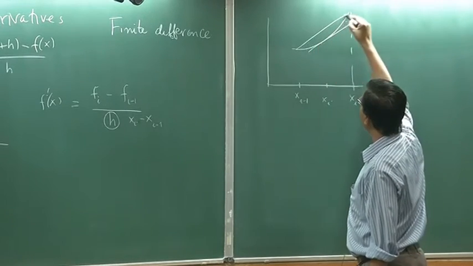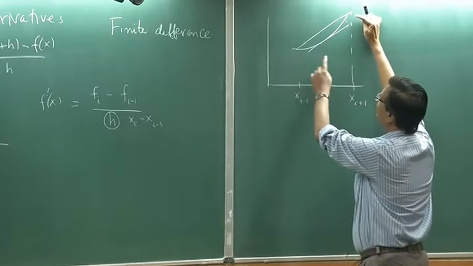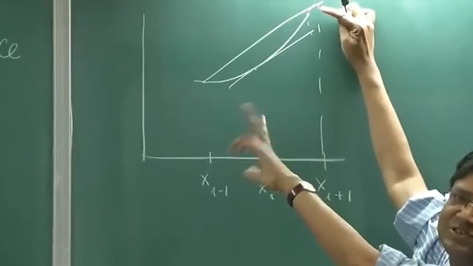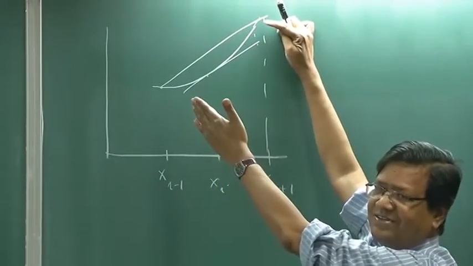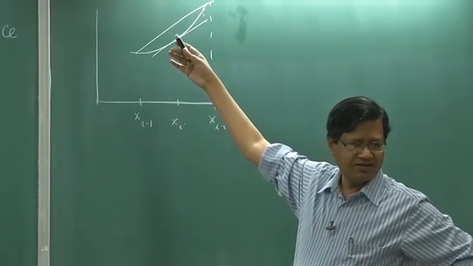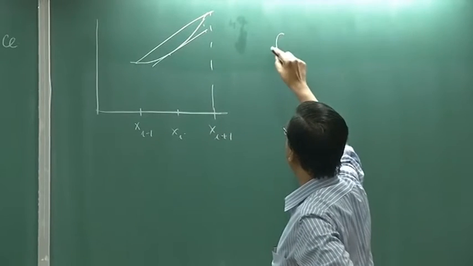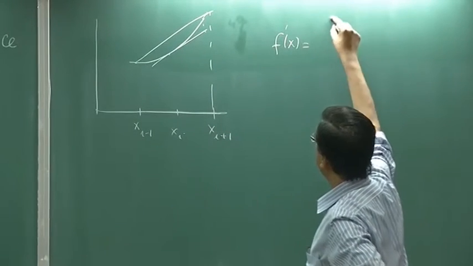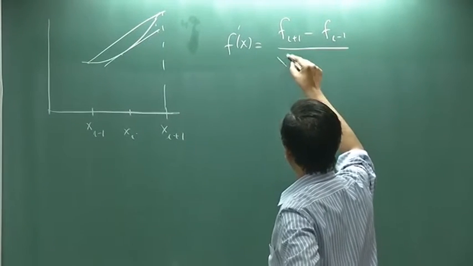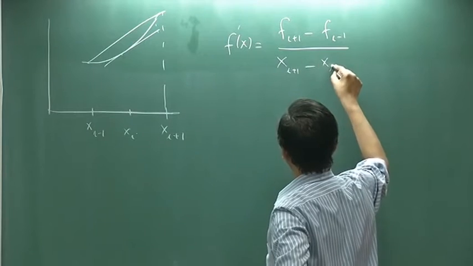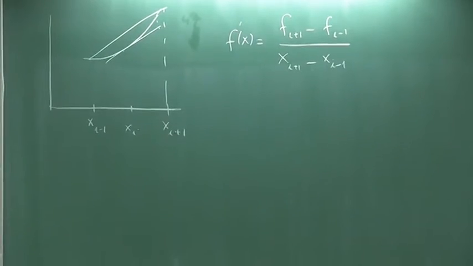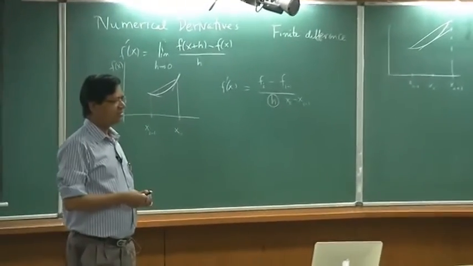So I can take these 2 points, and if I want the slope at the midpoint, I should take the difference of the functions at the 2 adjacent points, and this is better. In fact it is exact if the function is quadratic. If the function is quadratic, then I will get an exact formula: f prime of x is f i plus 1 minus f i minus 1, divided by 2h. So this is a better formula, and I will prove it actually. Why is it better? What is the error?